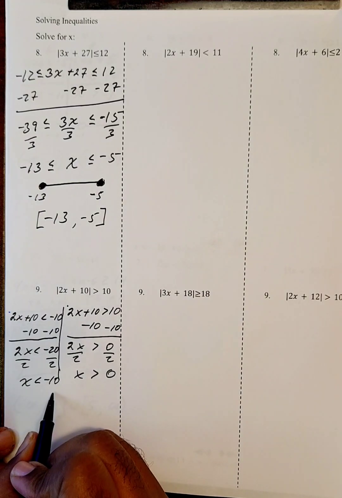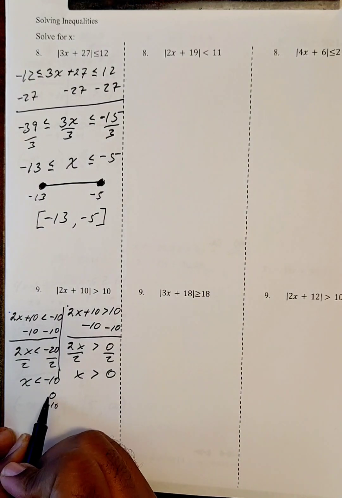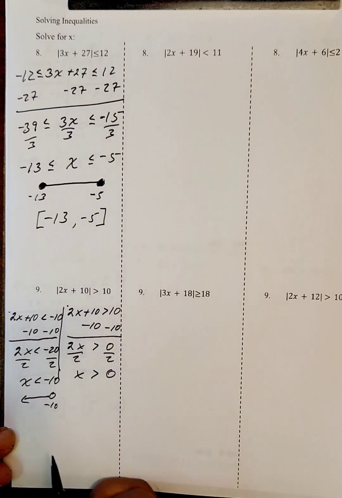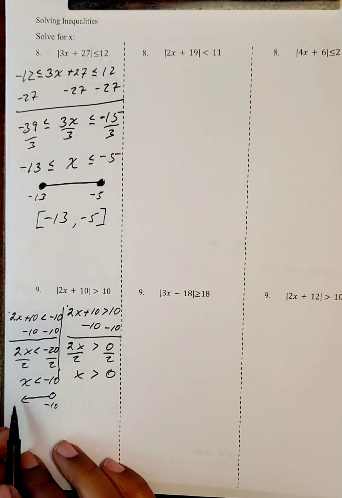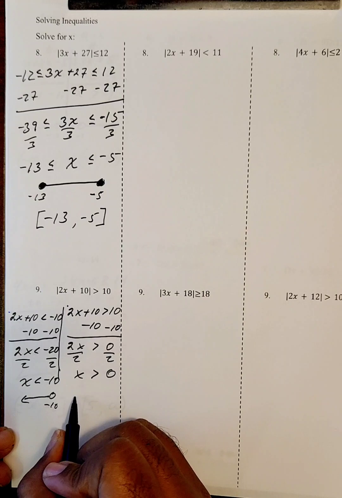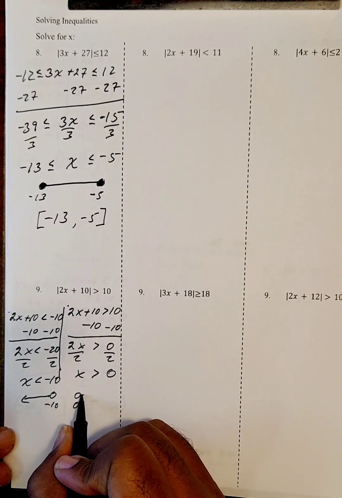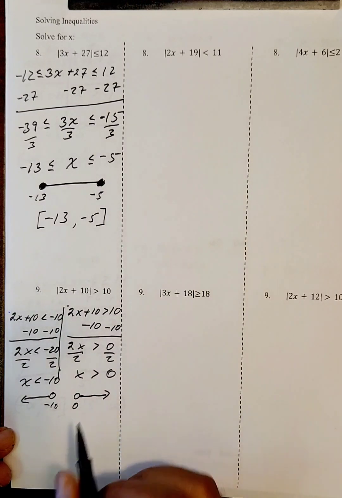For this will be an open circle at negative 10, and then it'll go to the left. And this will be an open circle at 0, and the graph will continue to go to the right here.